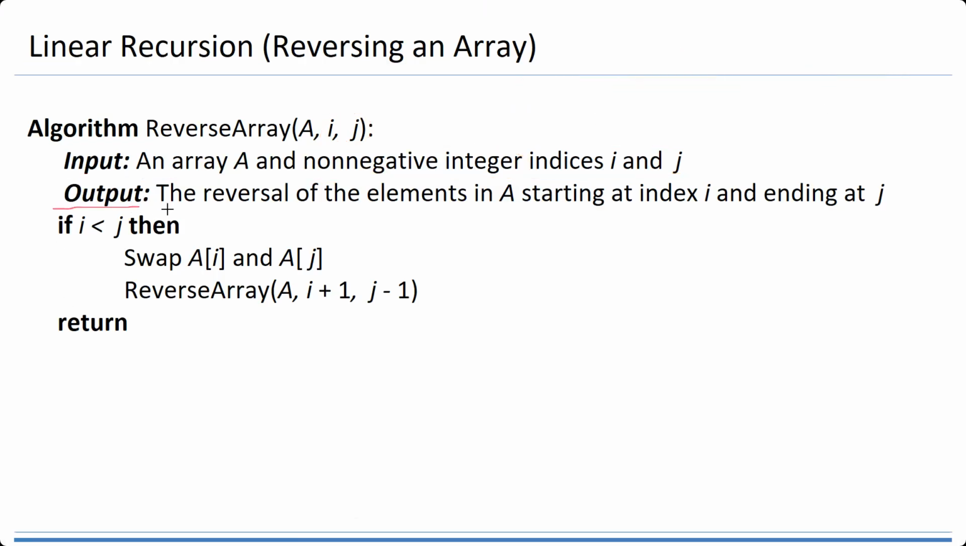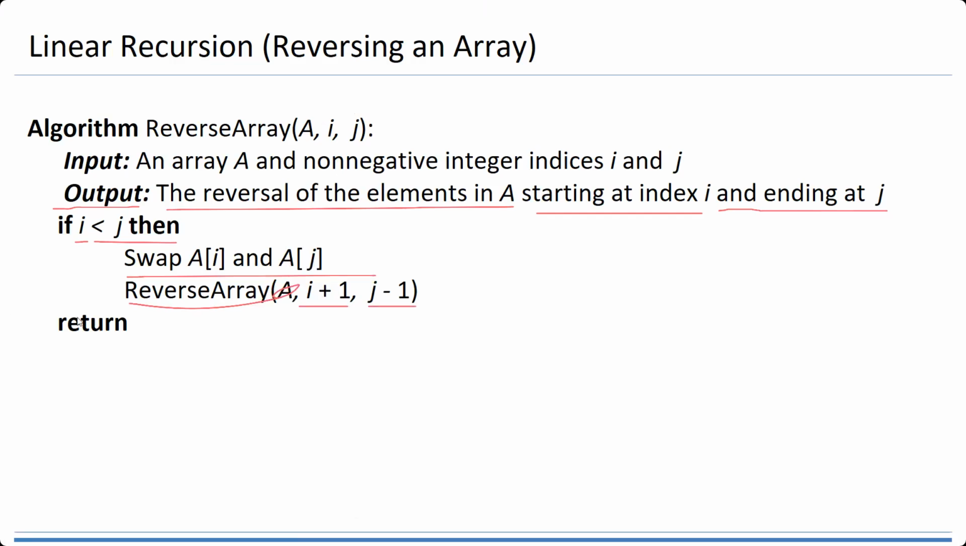The output is the reversal of the elements in A, starting at index I and ending at index J. So if I is less than J, then swap A[I] and A[J]. And then we will do again for the array A, I will be added by 1 and J will be minus by 1.